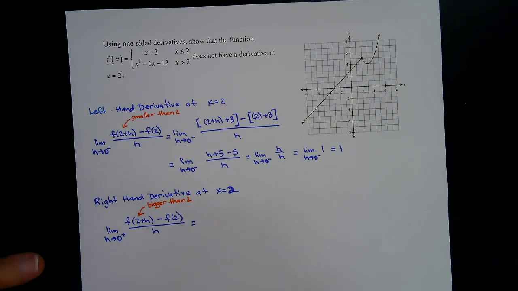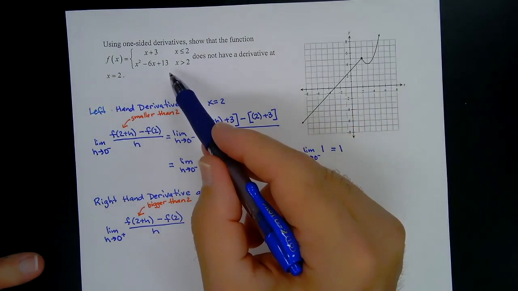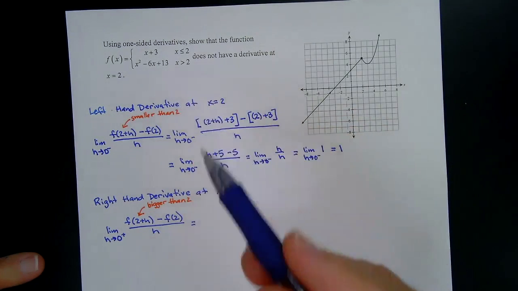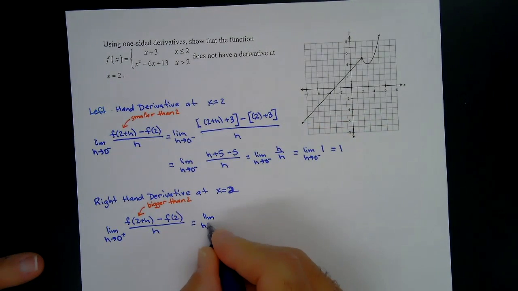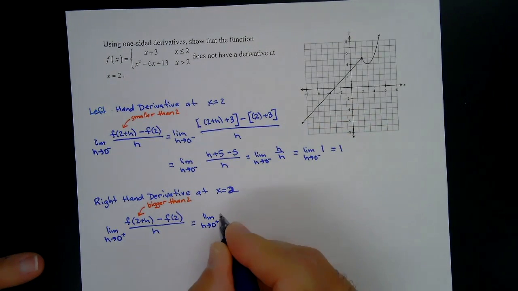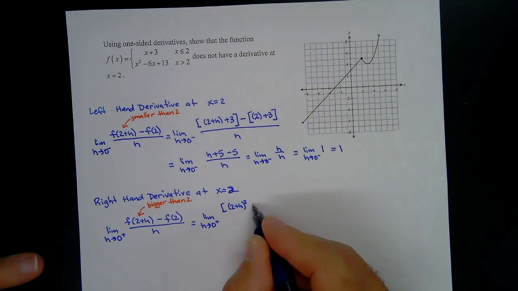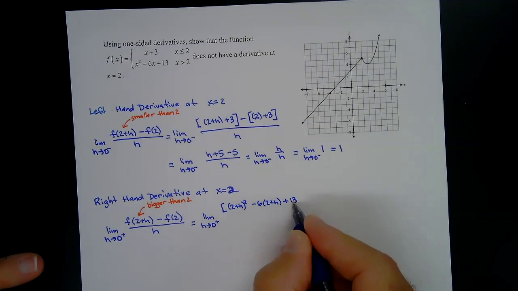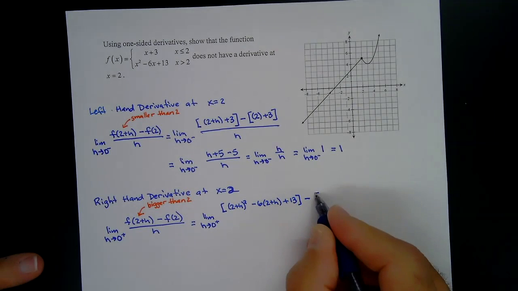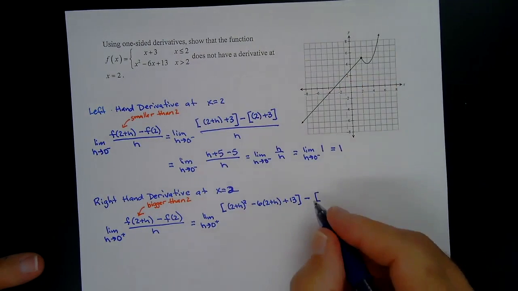If that's bigger than 2, then we have to put it into the x squared minus 6x plus 13 piece of the function, okay? And that's what we have to do. So this becomes the limit as h approaches 0 from the right of, bracket, 2 plus h squared minus 6 times 2 plus h plus 13, close the bracket, minus bracket. And then we're going to put 2 in, and we use the line again. So that'd be 2 squared minus 6 times 2 plus 13.